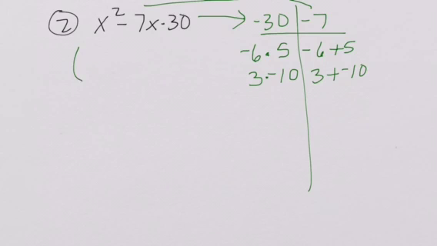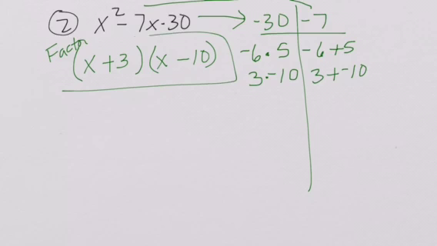So I'm going to go ahead and set up my two sets of parentheses. Again, the only way that I can get x squared is to multiply x times x. And now I'm going to take my two factors. So I have a positive 3 and I have a negative 10. Now, if I'm asked to factor, I stop here.